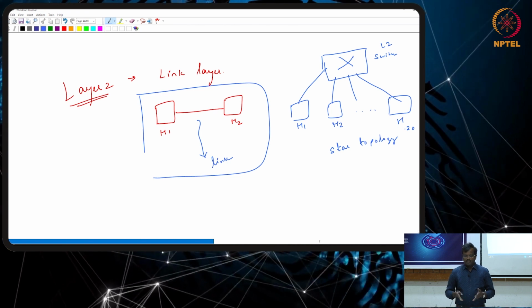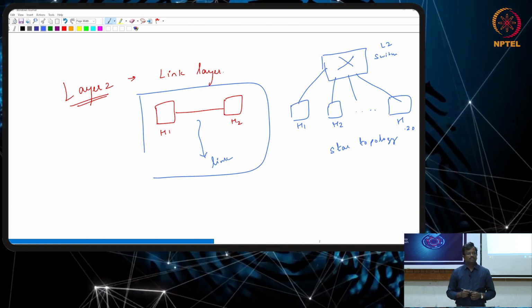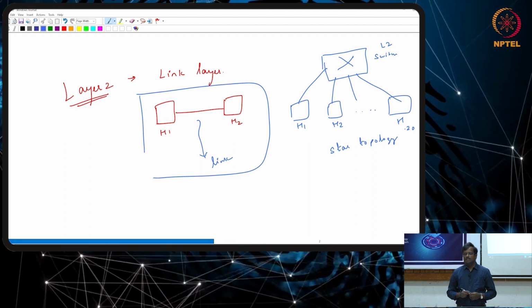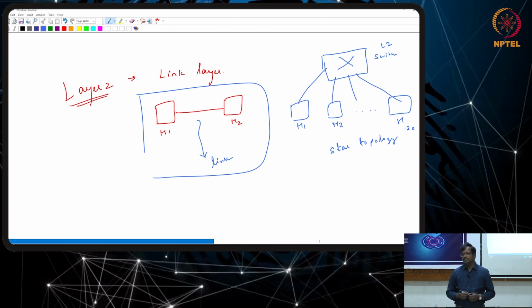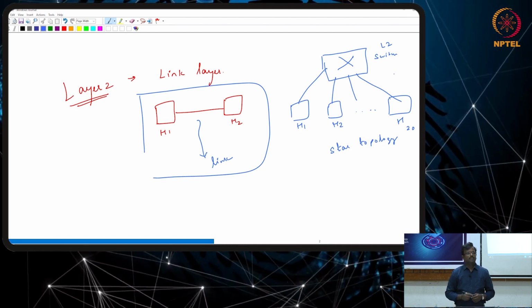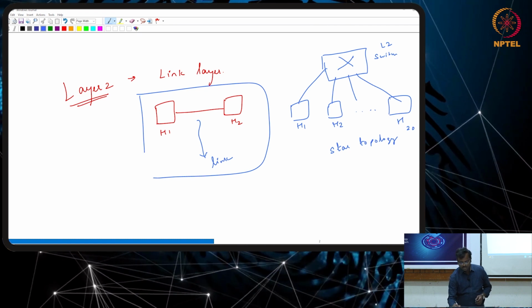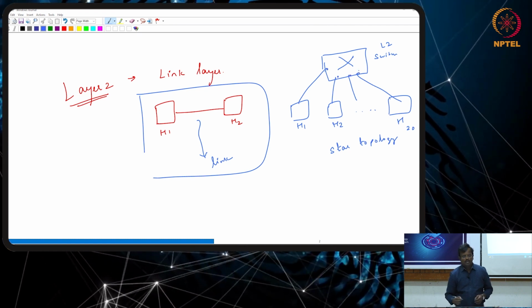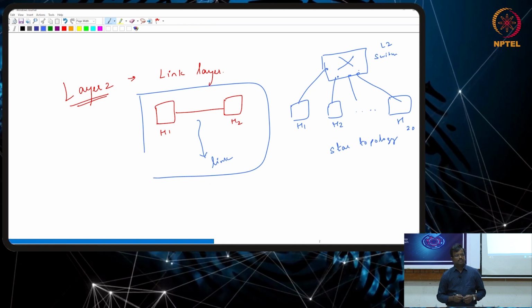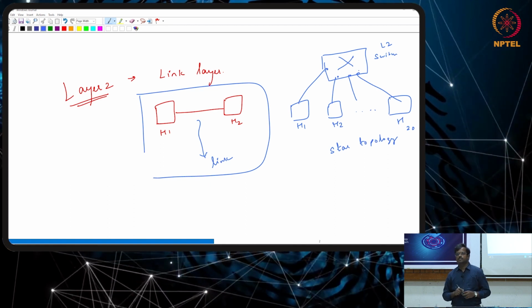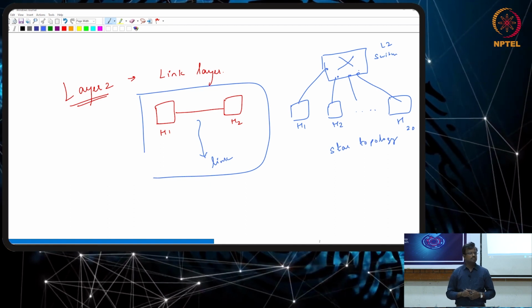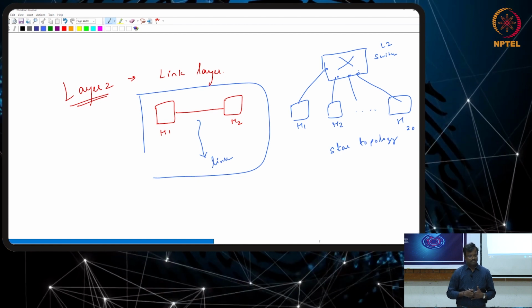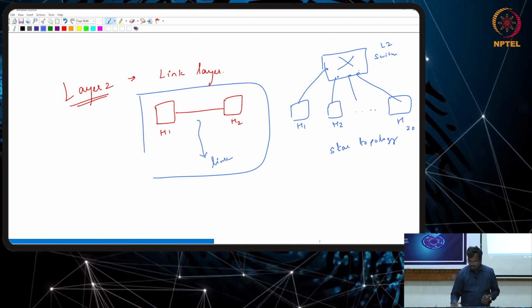Have you ever thought about why the star topology was used? I can also connect this in a different manner, right? So how many ports are required in the switch? Each one is a port. So if I have 20 computers, I will be consuming 20 ports in my switch. If I want to reduce my ports, what can I do? Can I use a bus topology?